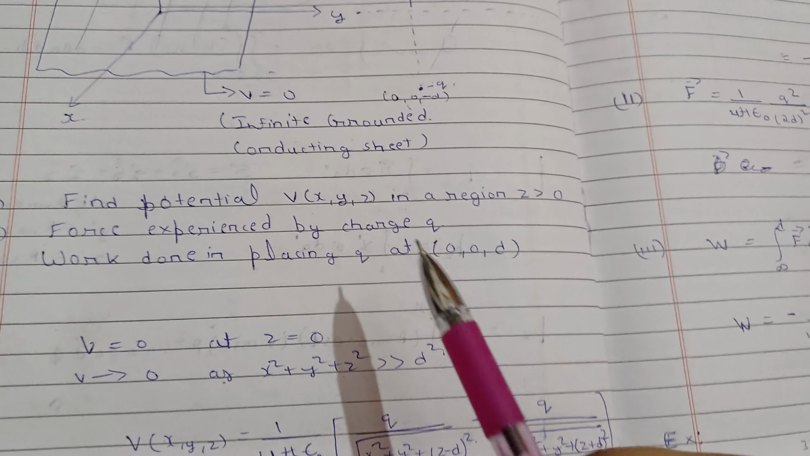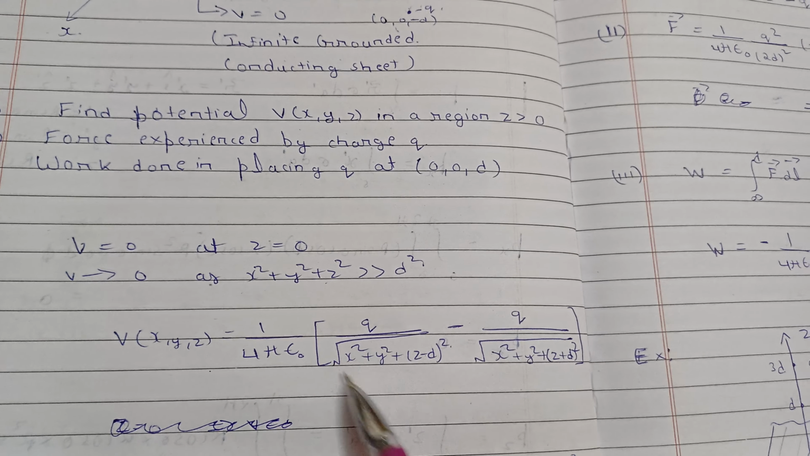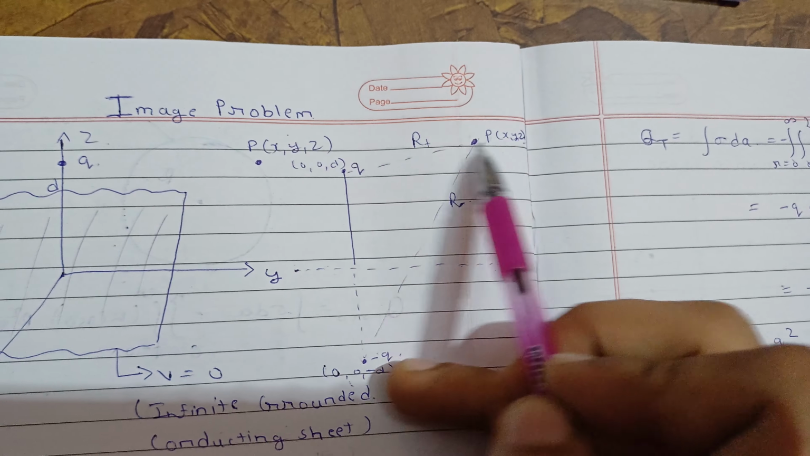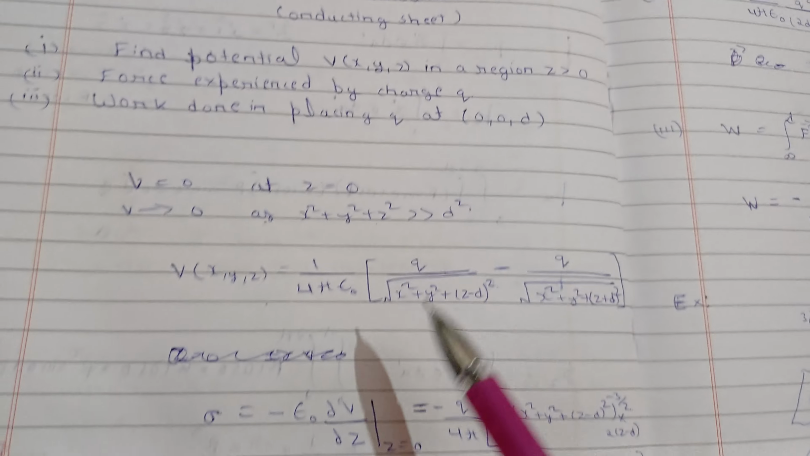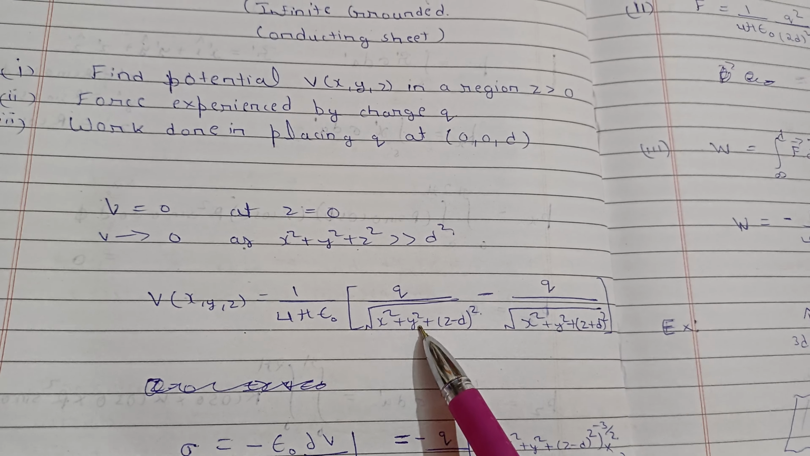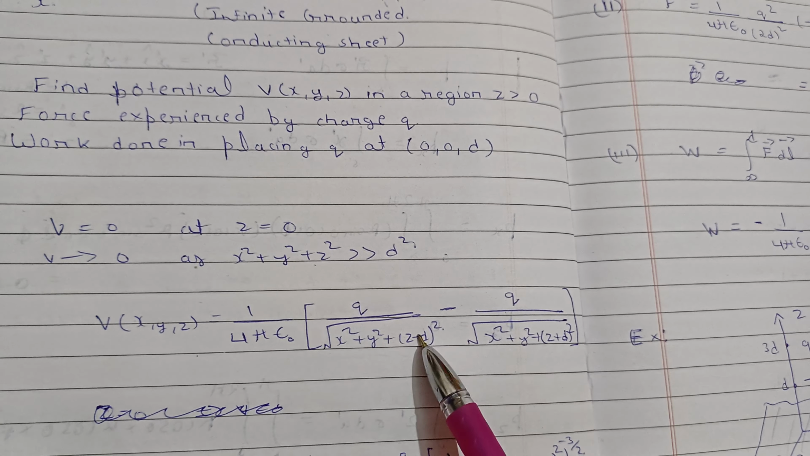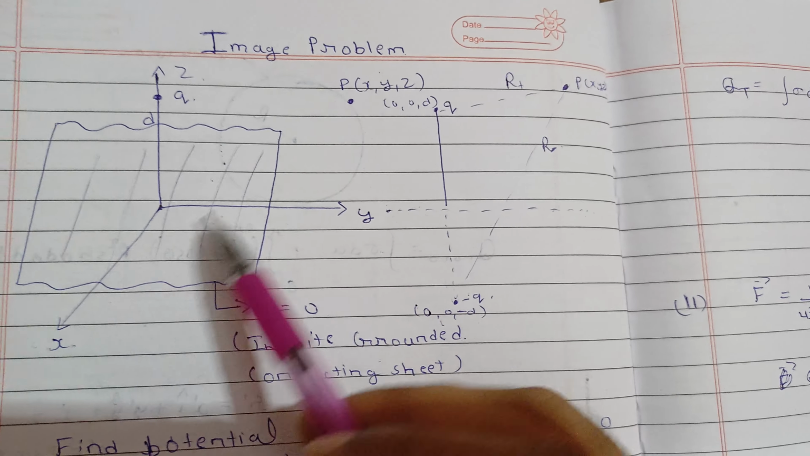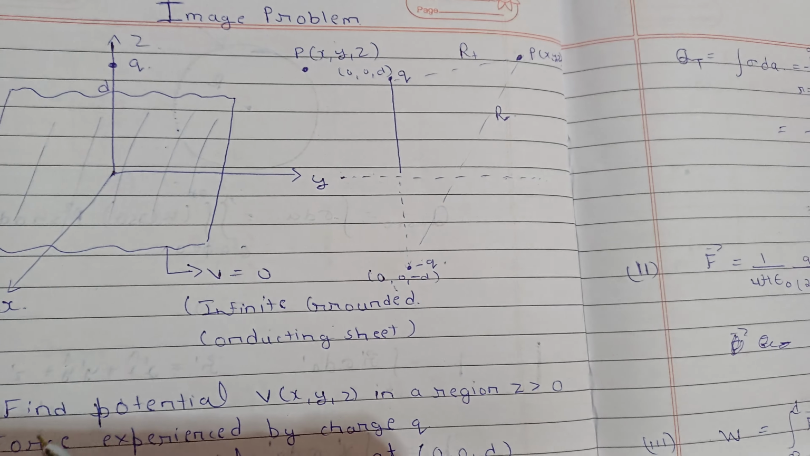So let's see the potential now. It is simply due to the plus q charge and the minus q charge: q divided by 4 pi epsilon naught times the distance between the plus q charge and this point. Since the point is x, y, z and the charge is at 0, 0, d, we get x minus 0 squared, y minus 0 squared, and z minus d squared. So this is r plus, and the second term is minus q divided by r minus, the r minus distance. We simply used the formula q by 4 pi epsilon naught r for the potential. This is the total potential, and the potential given by this will be the same as the potential due to the infinite sheet, because this is the equivalent problem.